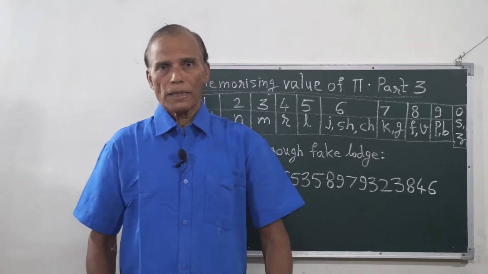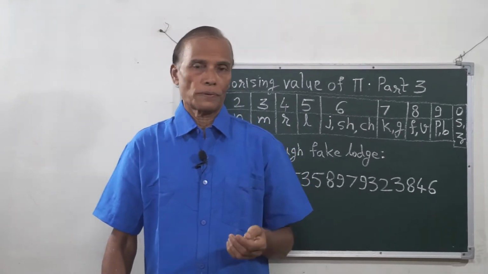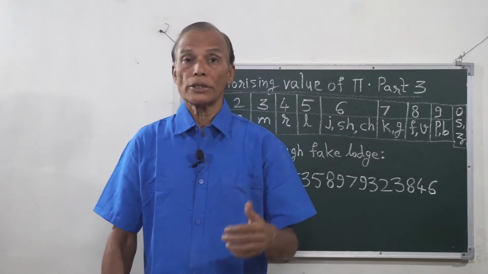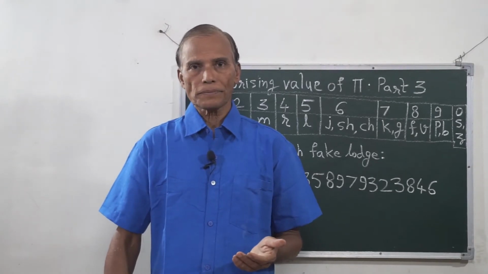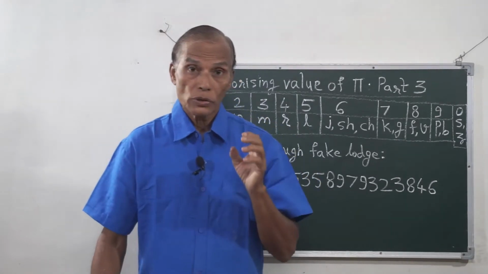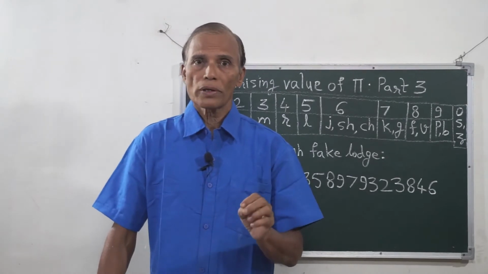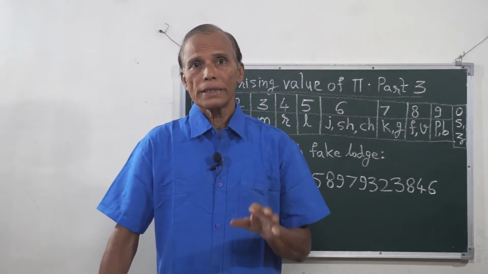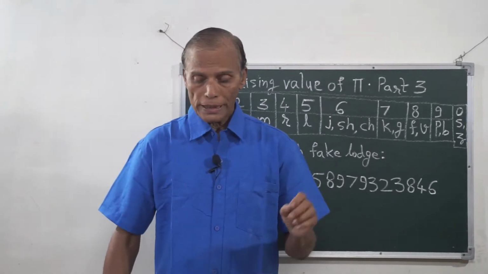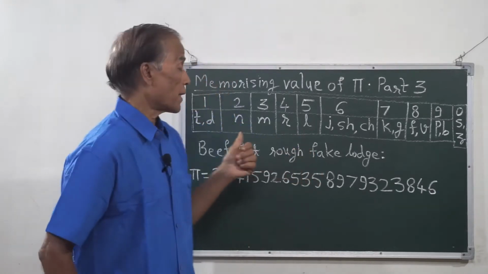In the second part, I discussed the phonetic code, which is used to convert numbers into text. And now in the third part, we will actually see what is the code for remembering 100 digits of pi. So let us just revise what we have learned in the second part.